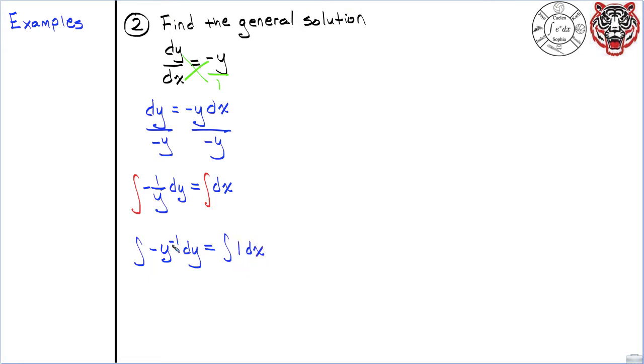All right, now I take the antiderivative. So y to the negative 1, that's just going to be the negative natural log of y. So it's going to be the negative natural log of absolute value of y is equal to, and then the antiderivative of 1 turns into just an x. So x, and don't forget your constant of integration. All right, that's all I have.